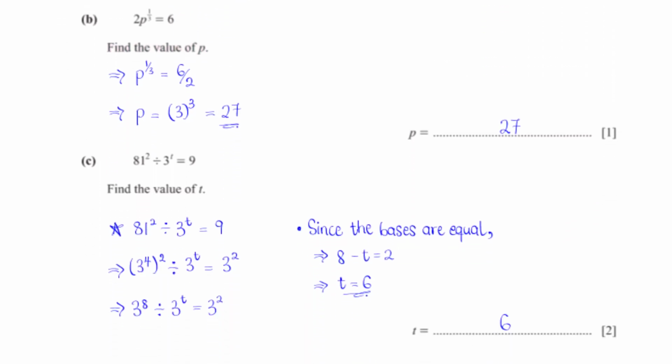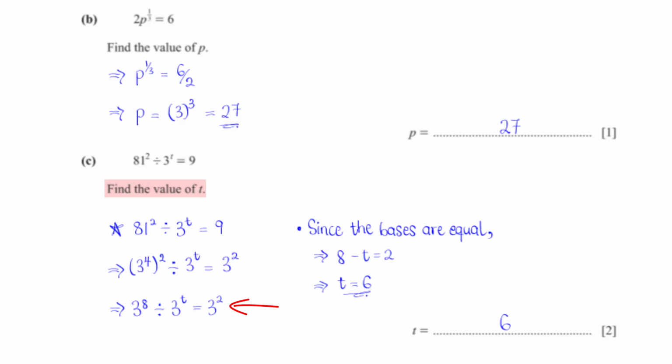81 squared divided by 3^t equals 9. Find the value of t. And so to find the value of t, we need to rewrite this equation to the same base, which is 3. So 81 can be rewritten as 3^4, and 9 can be rewritten as 3 squared. And so when we further simplify this, we have 3^8 divided by 3^t equals 3 squared.